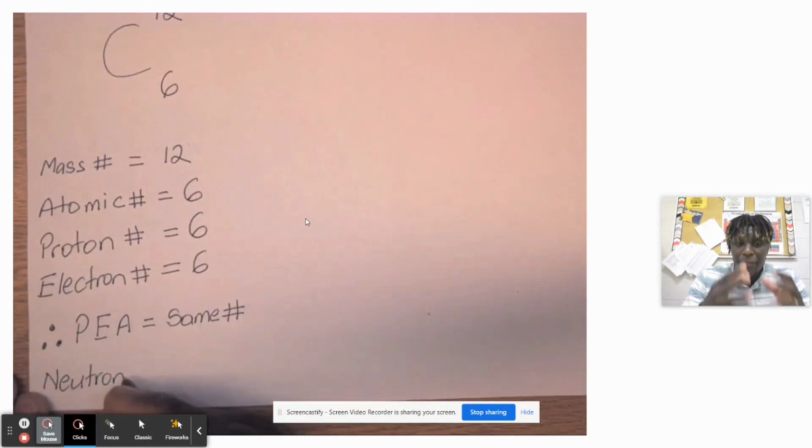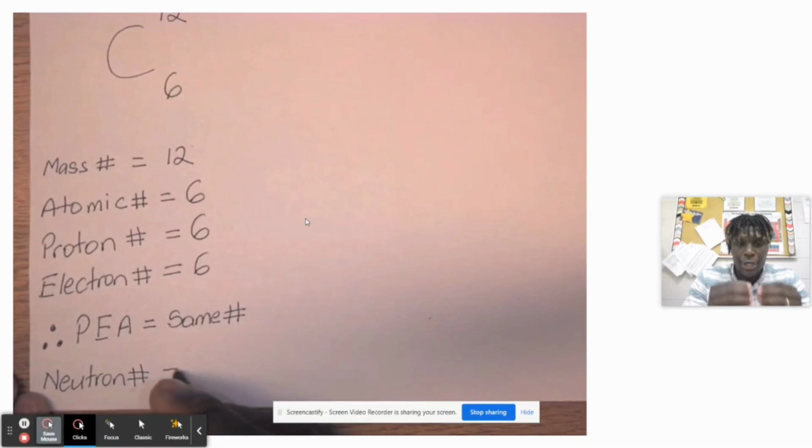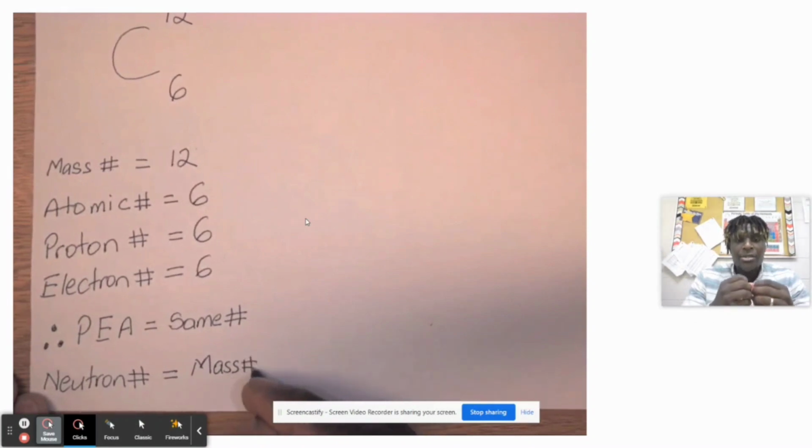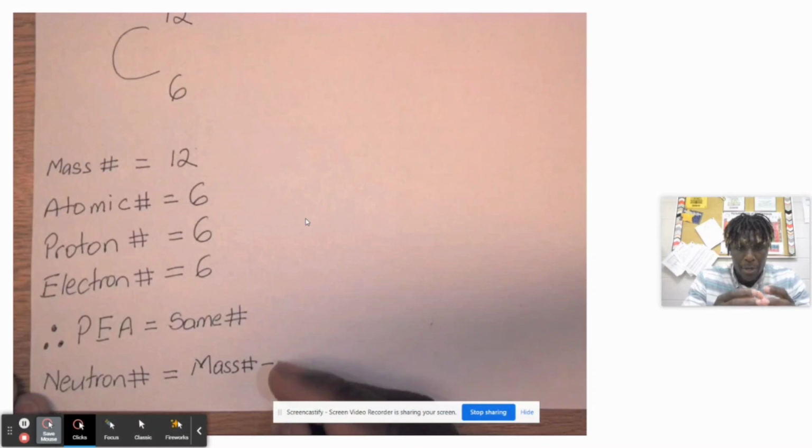How do we find the third subatomic particle, the neutron number? The neutron number is the mass number minus the atomic number.